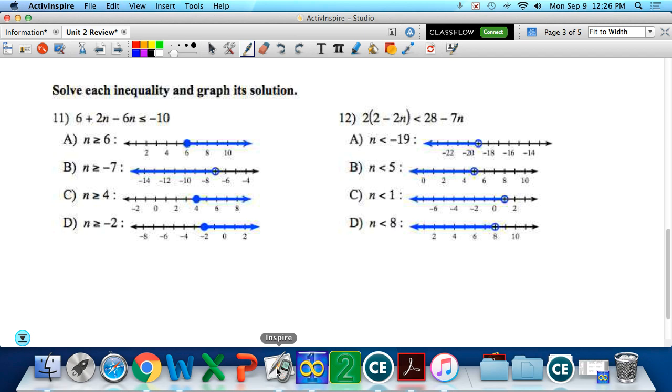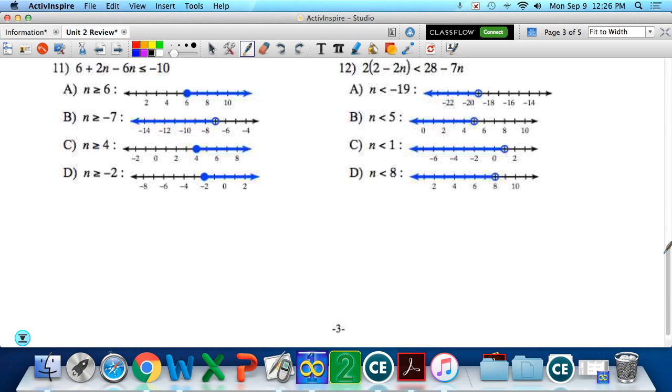Now we're on to the inequalities, and it's been a little bit since we've done them. They were at the very, very beginning of the chapter whenever we first tackled them, so let's use this time to review.